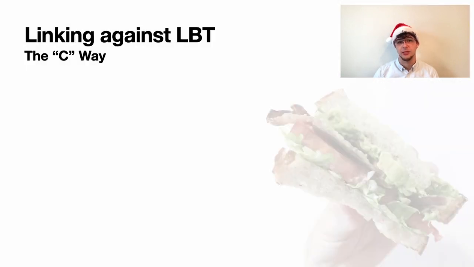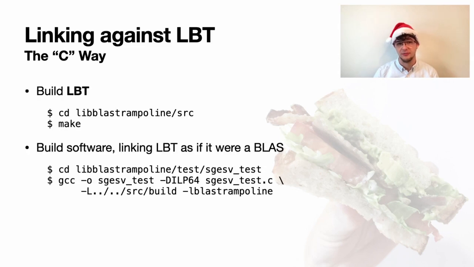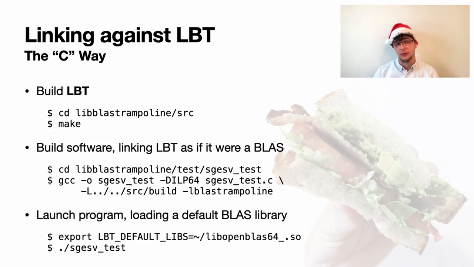Linking against Libblastrampoline the C way would look a little something like this. You would build libblastrampoline, you would build software linking against it as if it were a BLAS, and then you would run it.